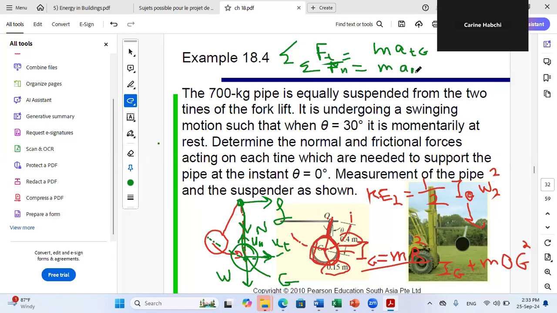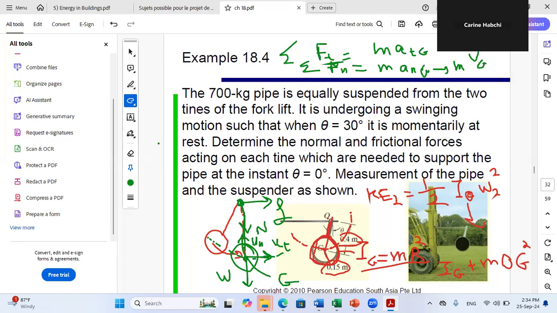But can you tell me why I need the principle of work and energy here? How will it help me? How you calculate your normal acceleration? What is the normal acceleration of G? You know that A G normal is Vg square over the radius of rotation.